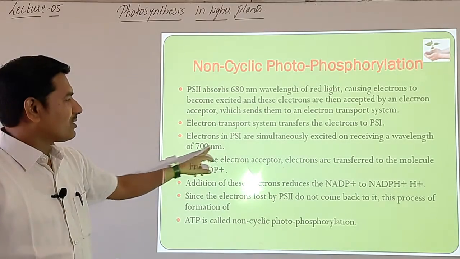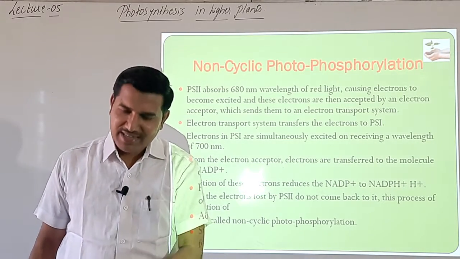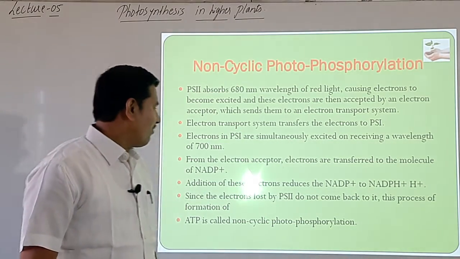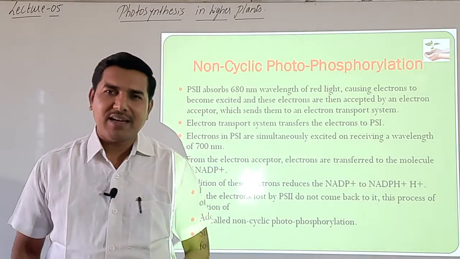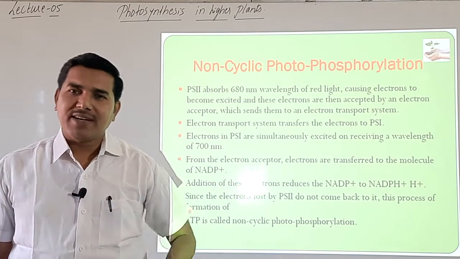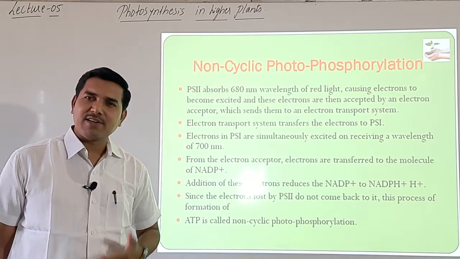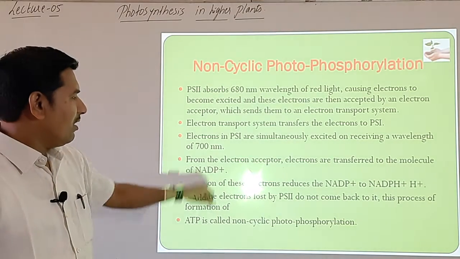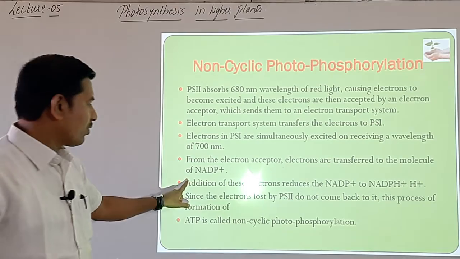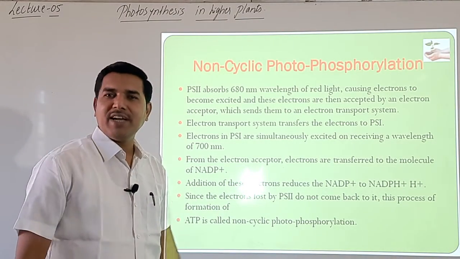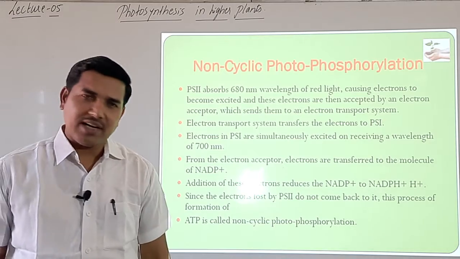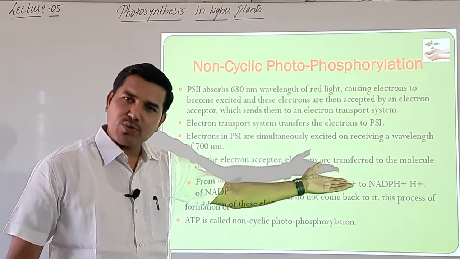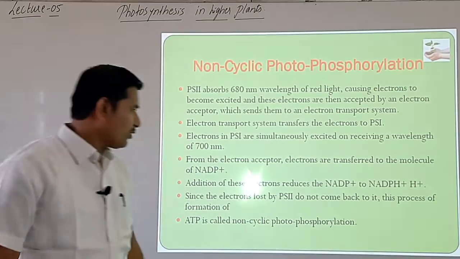Then the electrons in PS1 again get excited on receiving a wavelength of 700 nanometer light. That means light has to fall on the reaction center of photosystem 1 as well as on the reaction center of photosystem 2, in both the cases. Then from the electron acceptor, electrons are transferred to the molecule of NADP plus, which is converted into NADPH plus H plus finally. So, addition of these electrons reduces the NADP plus to NADPH plus H plus, which is also termed NADPH2.